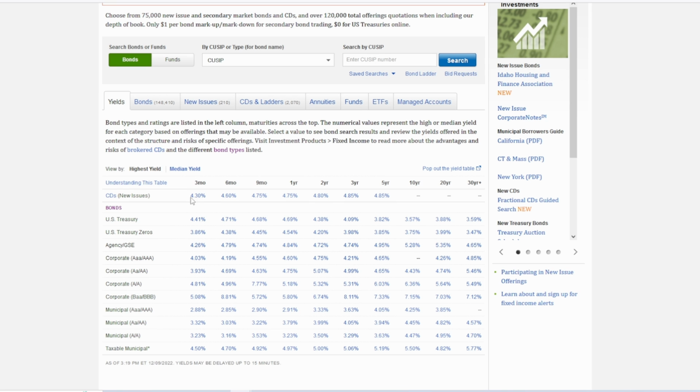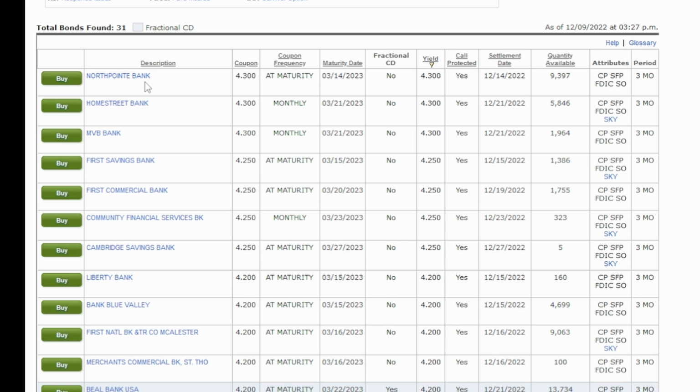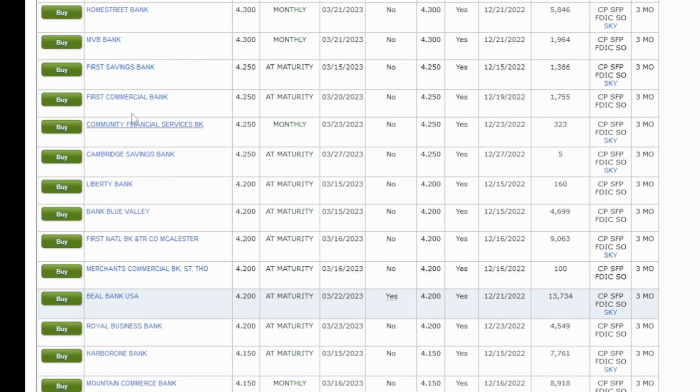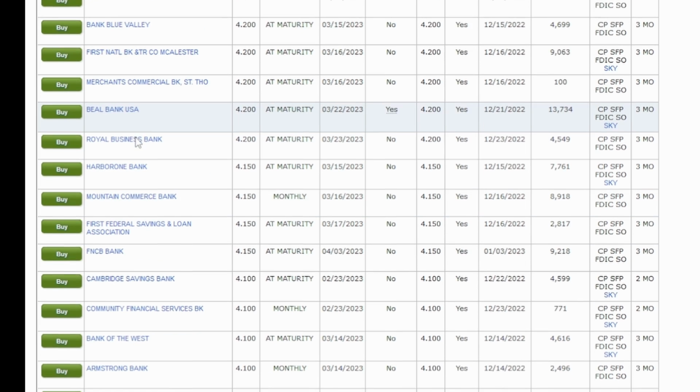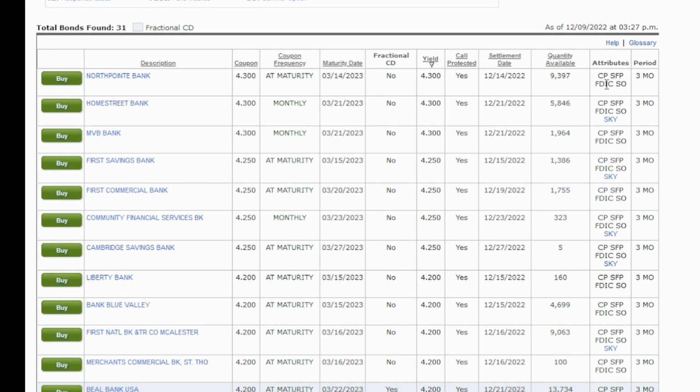Okay, so back to this screen, let's take a look at the CDs you can get. Click on that number, 4.3%. So you see these are what's called brokered CDs. You don't have to have an account with these banks. Fidelity does that for you. So North Point Bank, 4.3%, maturity date March 14th. Most of these banks are probably very small banks that you haven't heard about, but they are all FDIC insured, so your money is protected up to $250,000.